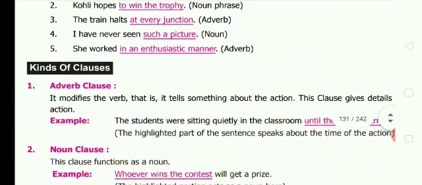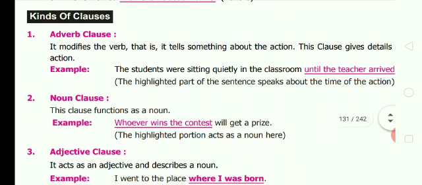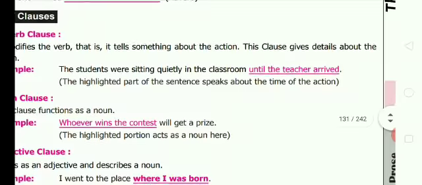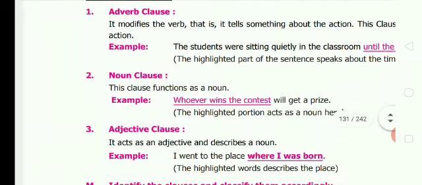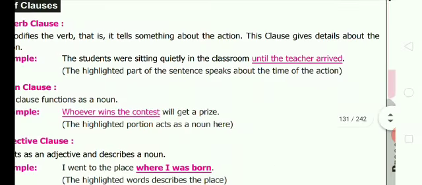Now moving on to kinds of clauses. First one, adverb clause. It modifies the verb, that is, it tells something about the action. The clause gives detail about the action. For example, the students were sitting quietly in the classroom until the teacher arrived. The highlighted part of the sentence speaks about the time of the action. Until, it refers to the time of the action.